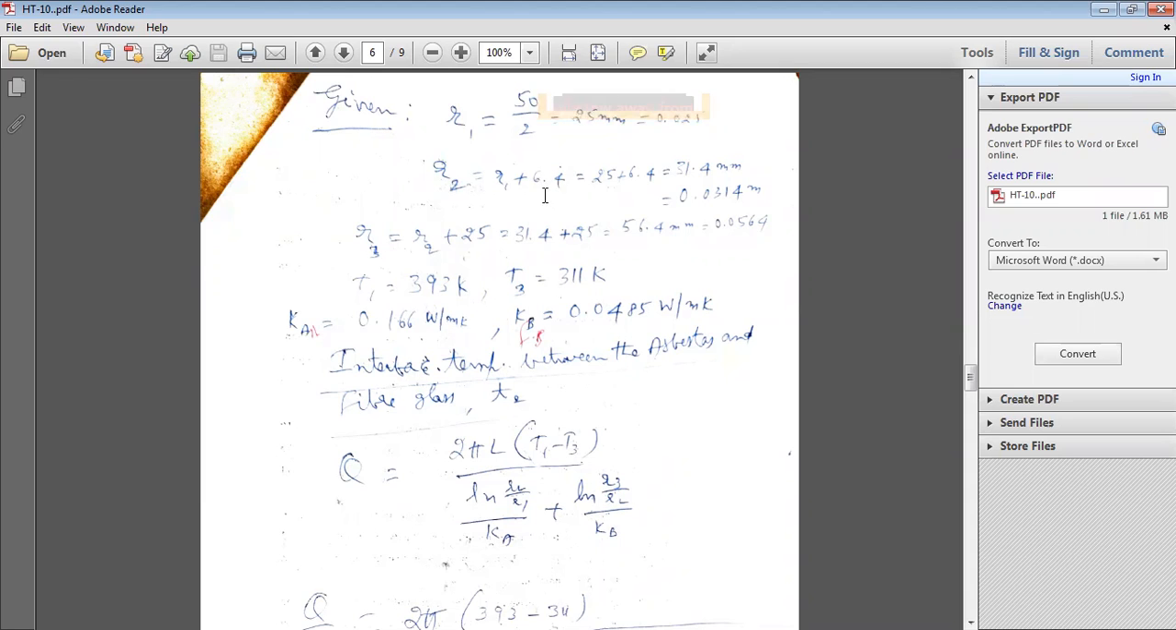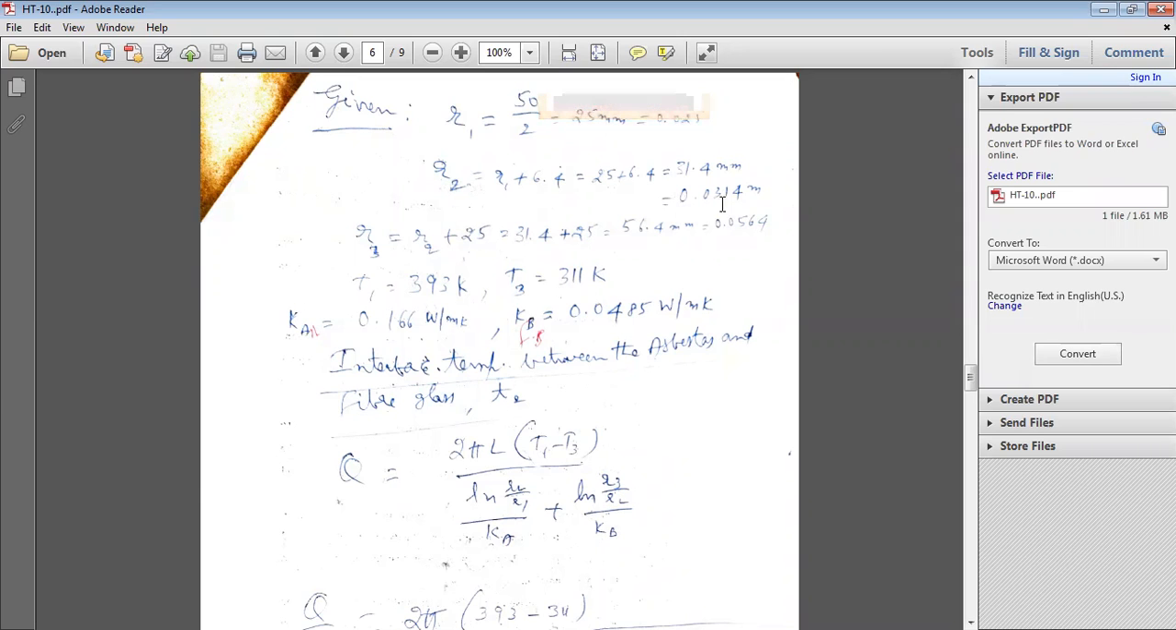6.4 mm is the thickness of the asbestos insulation. That's why R2 is equal to R1 plus 6.4, that is 25 plus 6.4 mm, which is 31.4 mm. In meters, 0.0314 meters. Next, R3 is equal to R2 plus 25 mm, the thickness of the fiberglass, the second insulation.